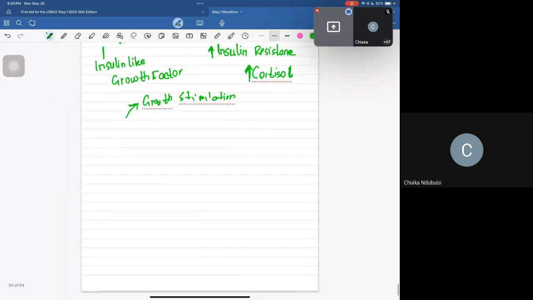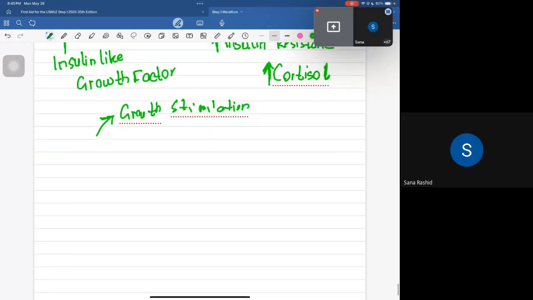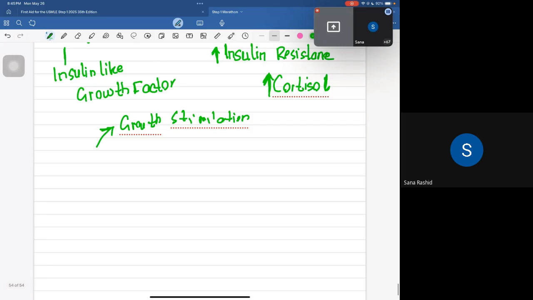Now, one more important thing. Quick question, Dr. Mohan, you said two hormones that increase insulin resistance. One is growth hormone, the other one is? Cortisol, right? So it's cortisol.